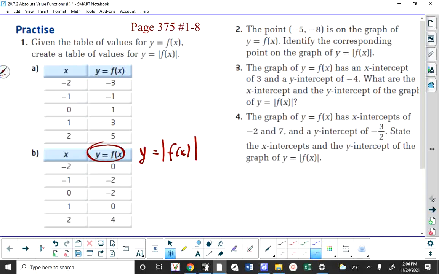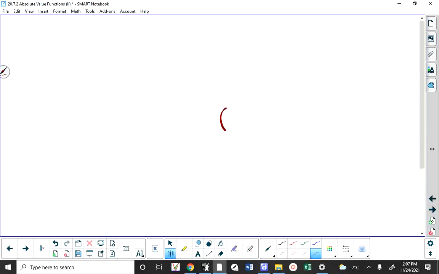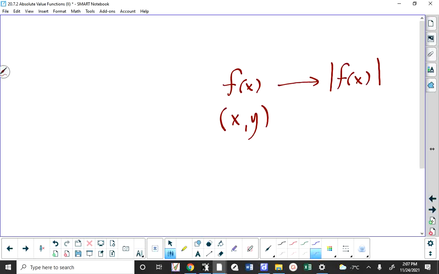So the column that I'm indicating right here is what's inside of the absolute value function in the third column. In other words, everybody, we're back to what I just said, that when you go from f of x to the absolute value of f of x, since f of x is y, we go to the absolute value of y.